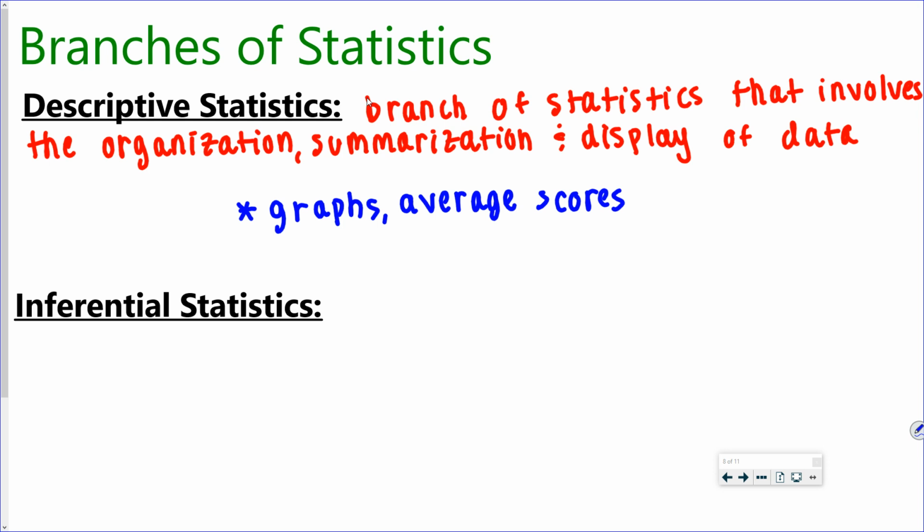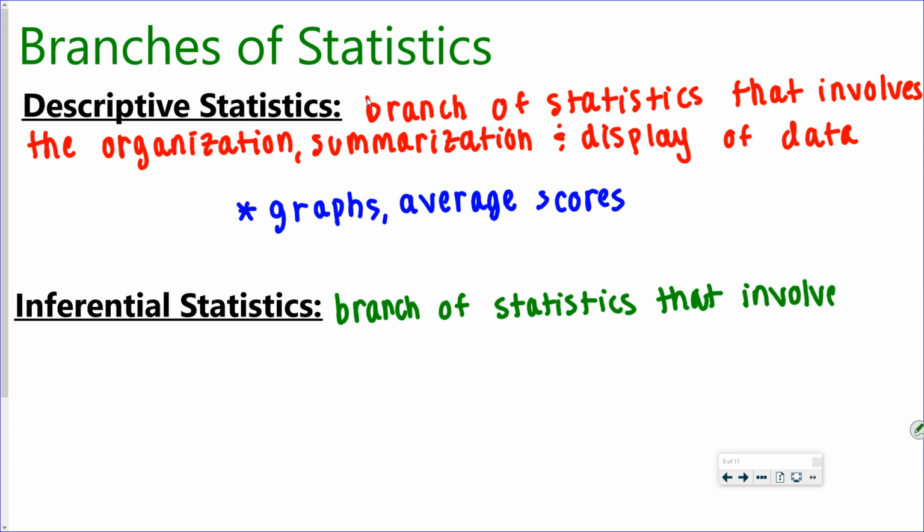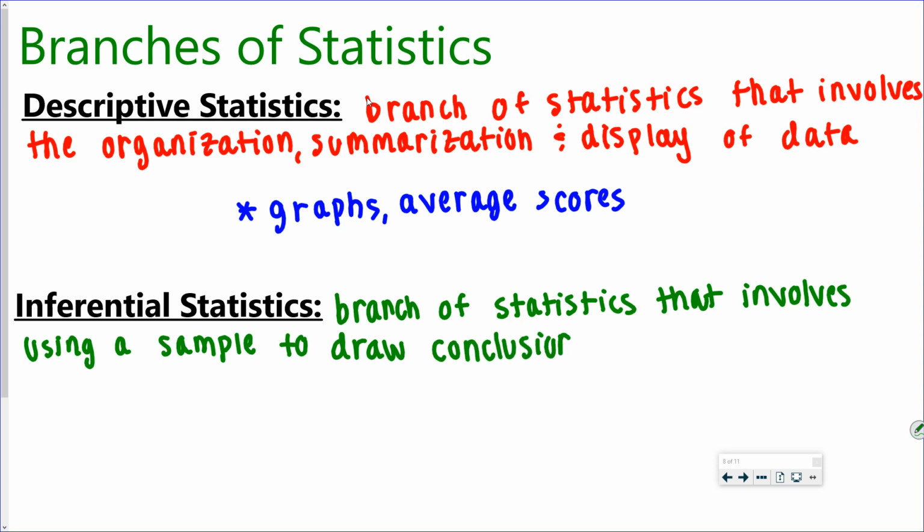Inferential is when we use sample data to make a conclusion or an inference about a population as a whole. So this is more the side that makes those decisions that are driven from data. That involves using a sample to draw a conclusion about a population.